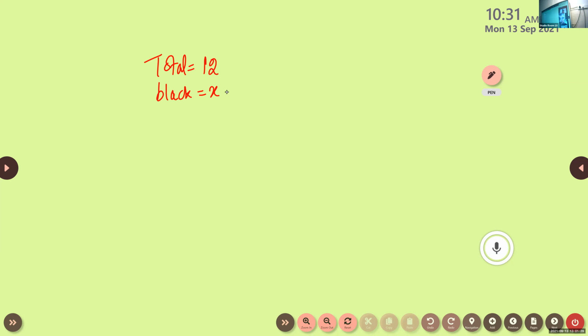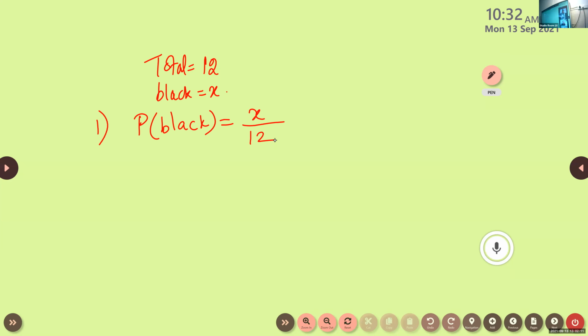What is the answer? What is the probability that it will be black? X by 12. Yes, correct. Probability of getting the black ball. The first part asks the probability of getting black. It is X by 12 because total balls is 12 and black balls is X. Now, okay, this question's continuation. Second part. Write the second part.